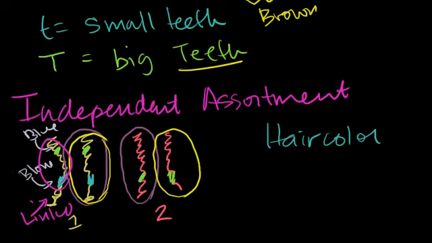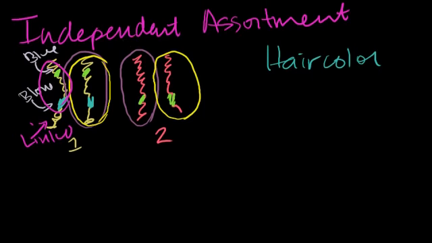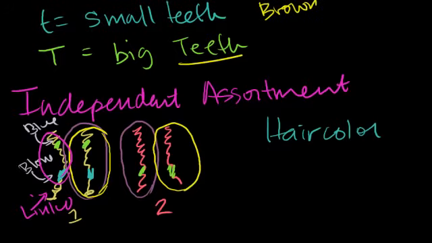We'll talk more about linked traits, and especially sex-linked traits, in probably the next video or a few videos from now. But let's assume that we're talking about traits that assort independently, and we cross two hybrids. This is called a dihybrid cross. Very fancy word, but it gives you an idea of the power of the Punnett square.